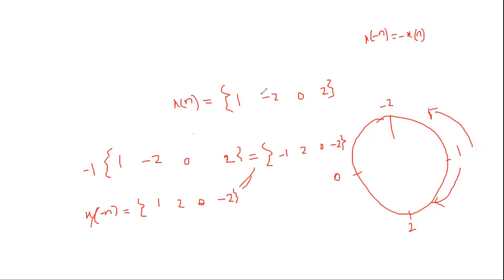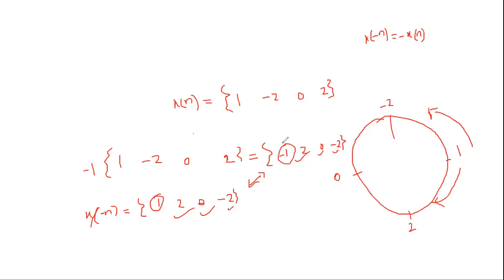Now we can see this expression and this expression, are they the same? These two, hmm? 2 and 2 matching, 0 and 0 matching, minus 2 and minus 2 matching, but the value at origin, oh, they are not matching.